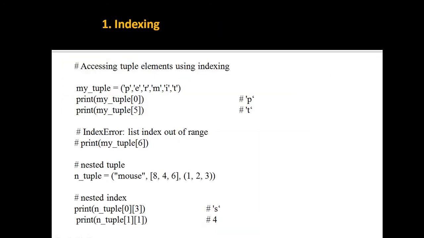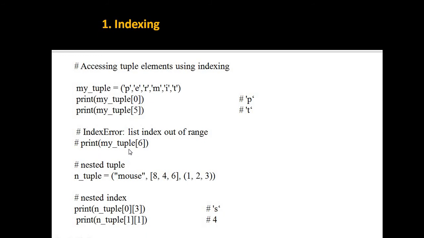Next, indexing. Here's another example of indexing. I am giving my tuple equal to some values, then you print my tuple element 0, it will print P. Indexing starts from 0: 0, 1, 2, 3, 4, 5. At position 5, T will print.